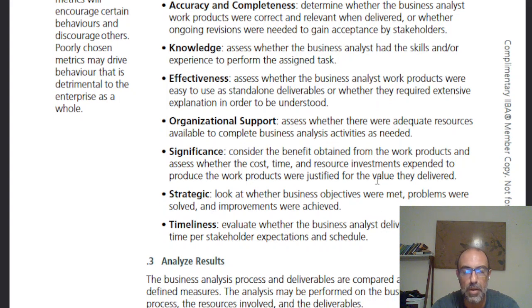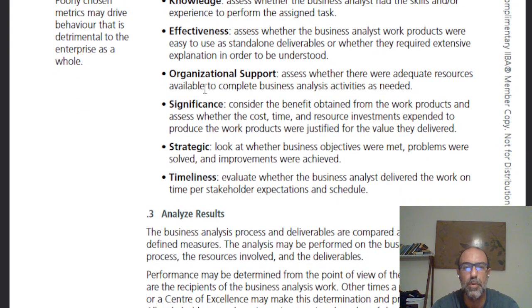Get it? Abstract. Organizational support: assess whether adequate resources are available to complete business analysis. So basically, we always have to reflect on whether the organization is supporting us in a way that actually matters or not. Significance. What are we doing?